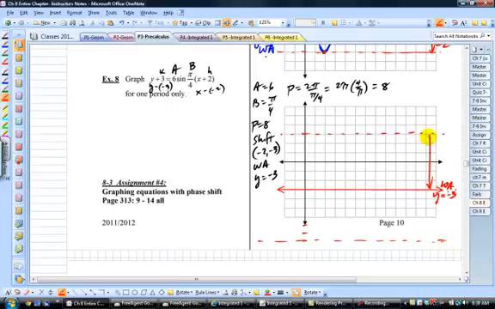Okay, again, my amplitude is right here, a equals 6. Amplitude right here, a equals 6. So my wave is going to be oscillating big time in between these two horizontal dotted lines. Okay, with an amplitude of 6.